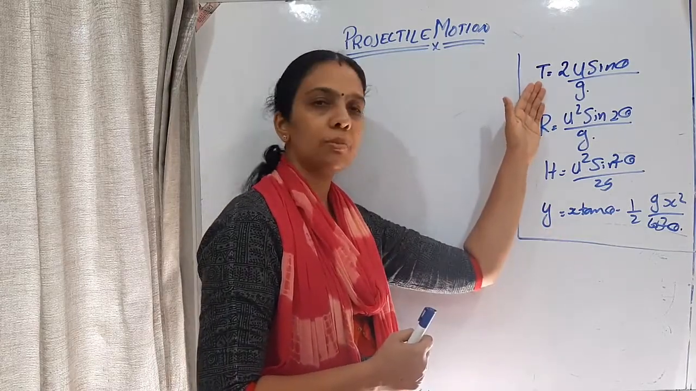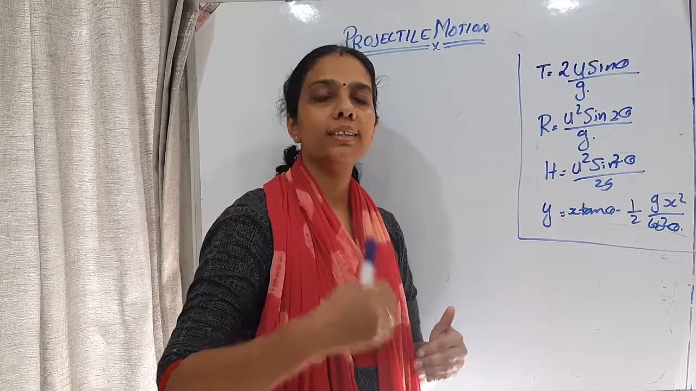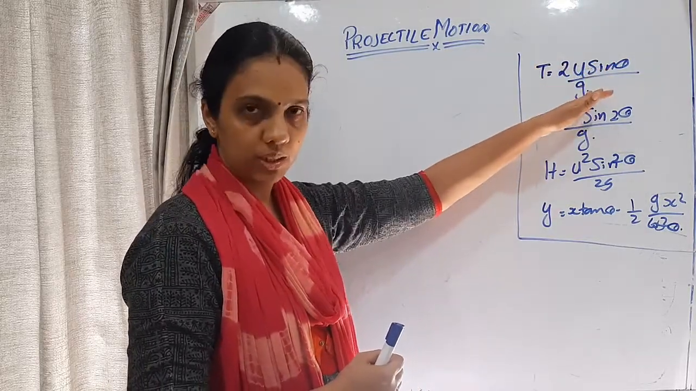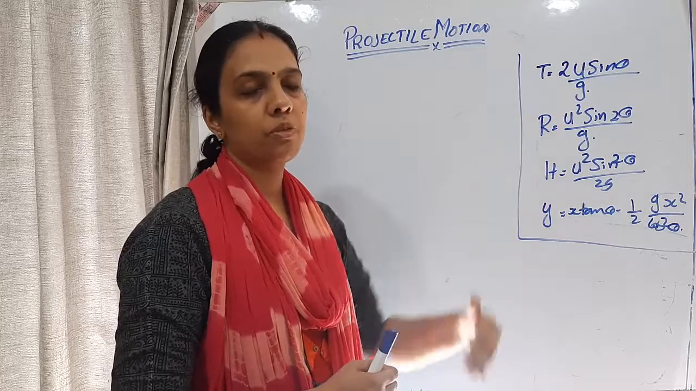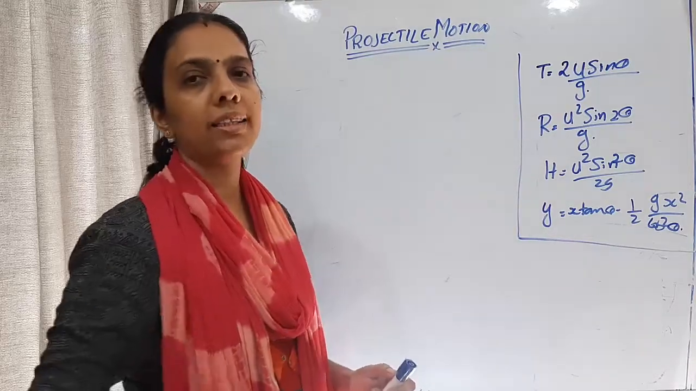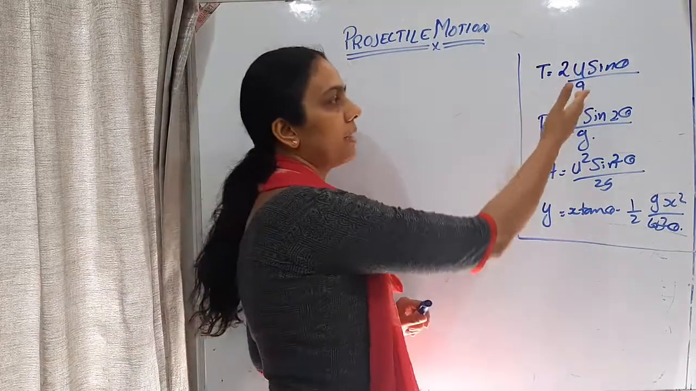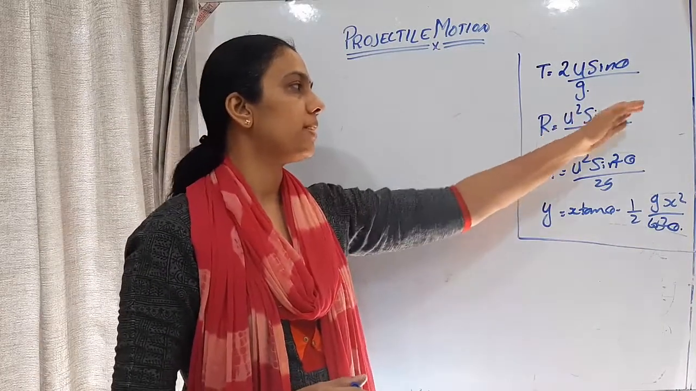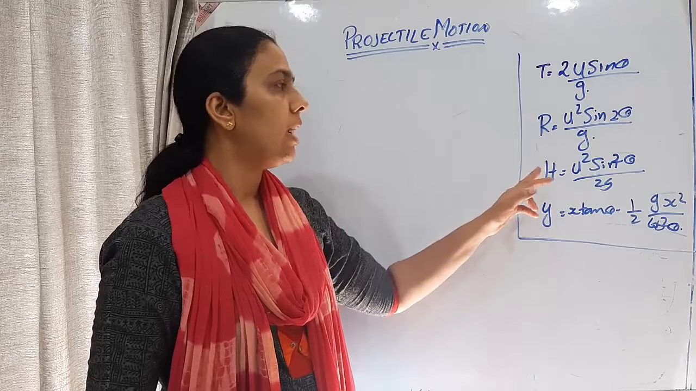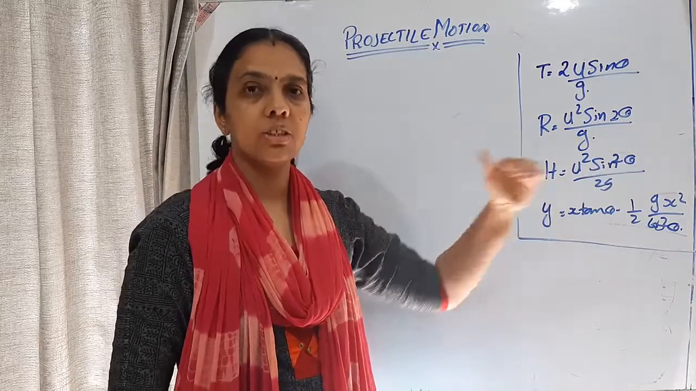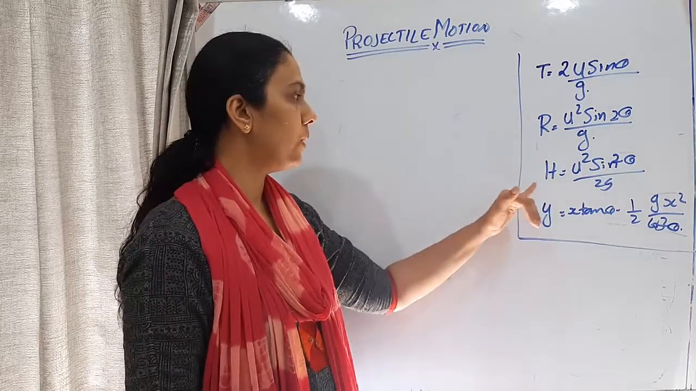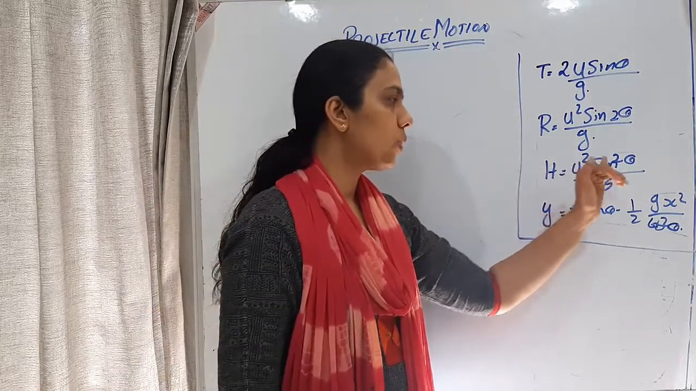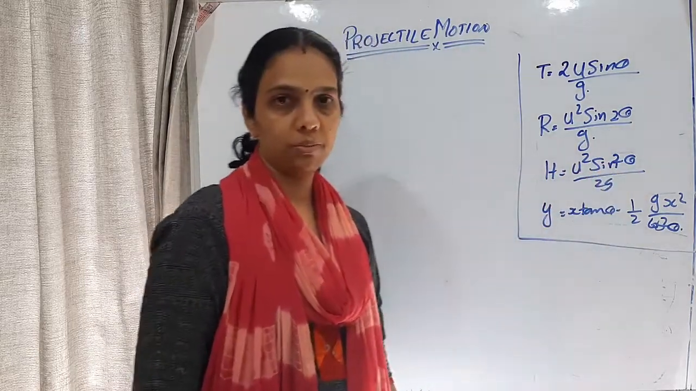This is for the time of flight, that is, the total time of flight. It is 2u sin theta divided by g. If it is to the maximum height, the time required will be u sin theta divided by g. And here R equals u square sin 2 theta divided by g, that is the horizontal range, the horizontal distance covered. H equals, that is the vertical distance covered, u square sin square theta by 2g.